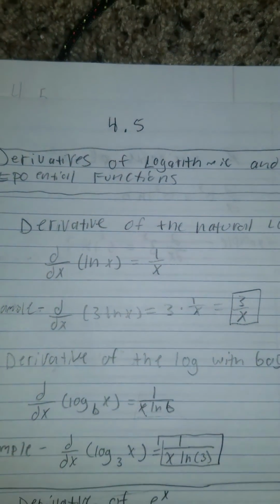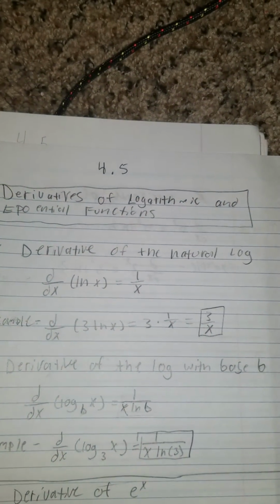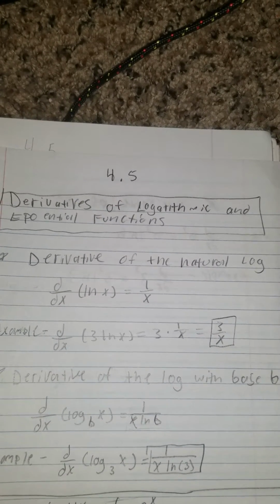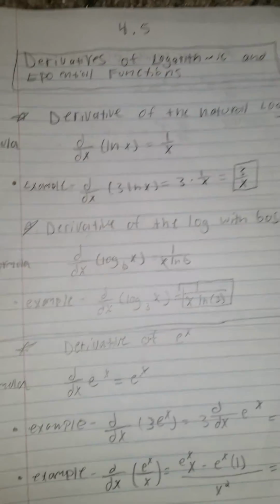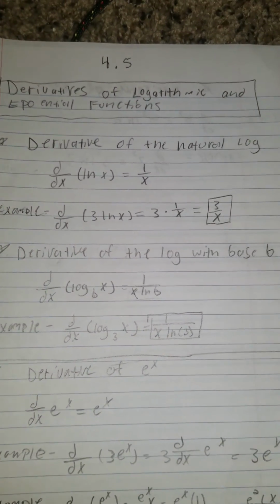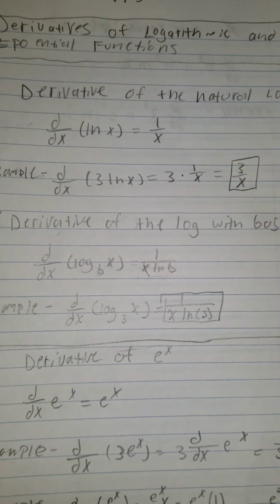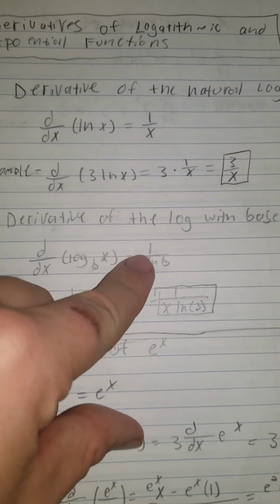To go through the formulas again, we have the derivative of the natural log, which is this 1 over x. To find the derivative of log with the base b, we have 1 over x ln of b, which is right here.